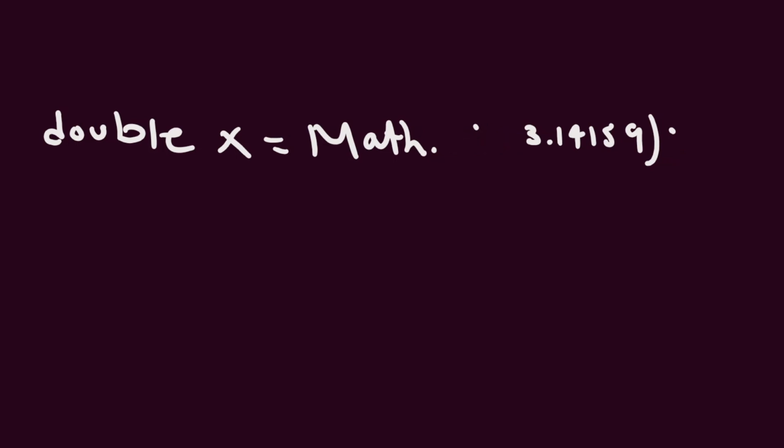So the next one is Math.cos, and then you would put a radian value in. And then the third one is tan. Okay.